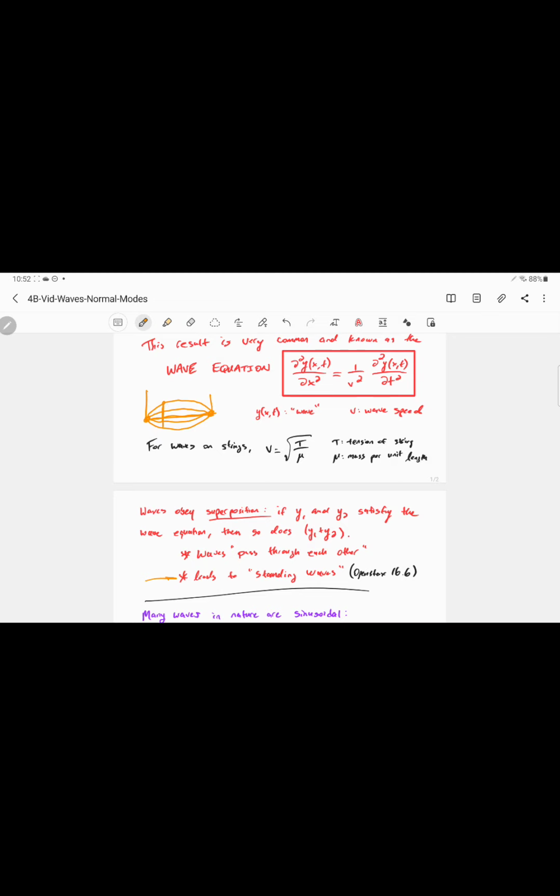And really this is two waves moving left and right superimposed on top of each other. So when you look at this over time, you just see a string bouncing up and down. It doesn't clearly look like it's moving to the left or to the right. We call this a standing wave.